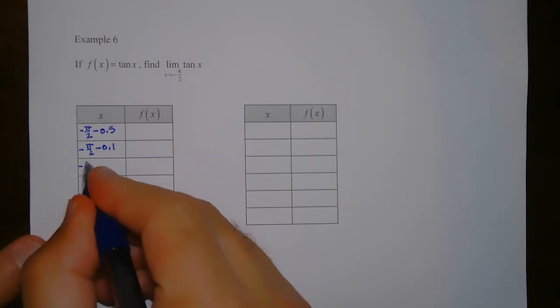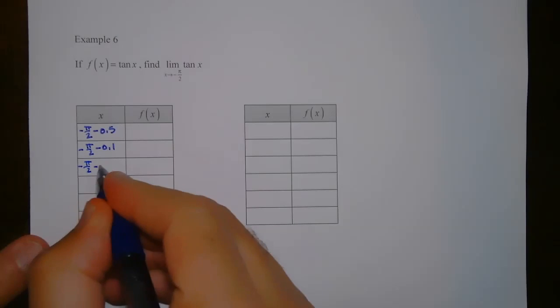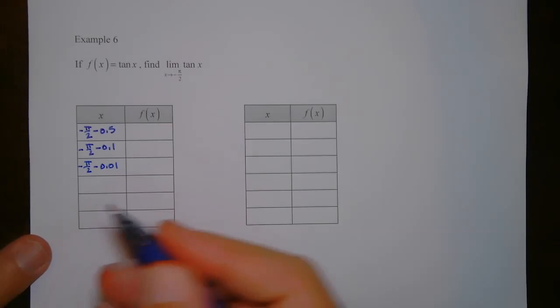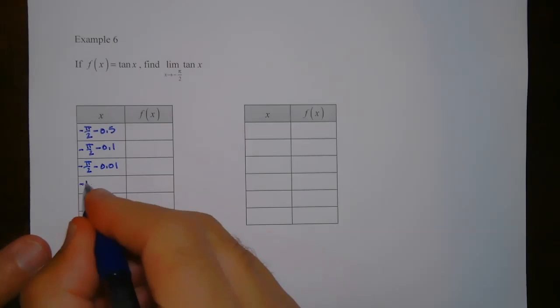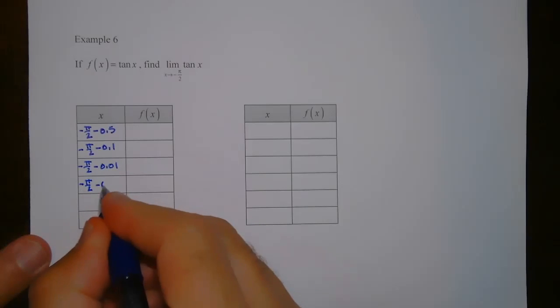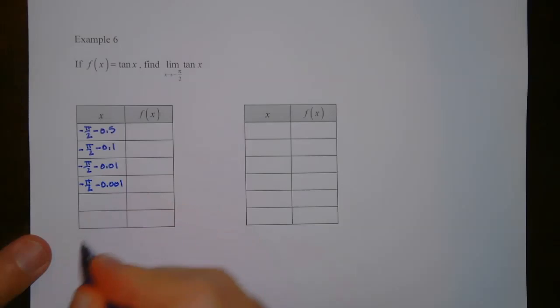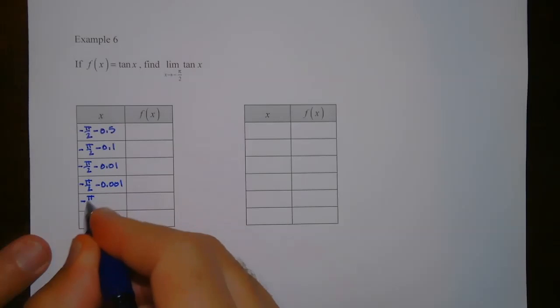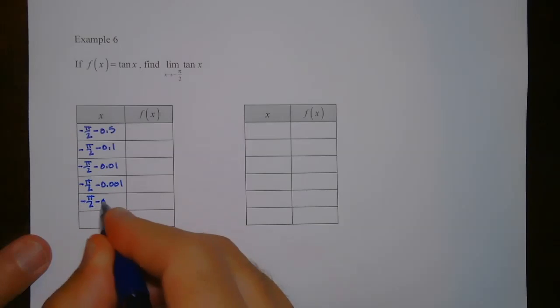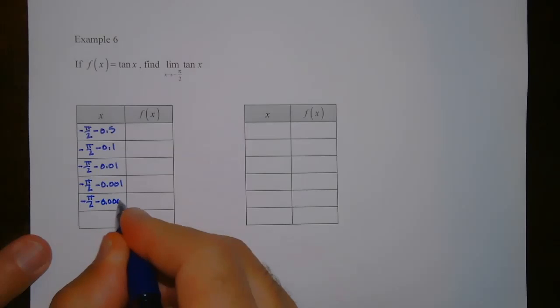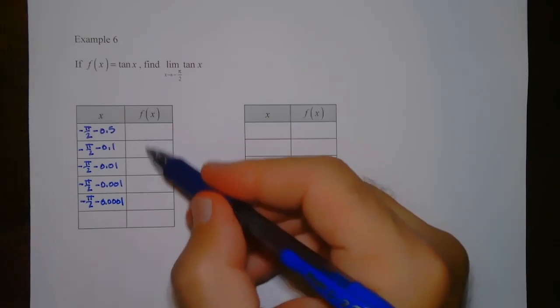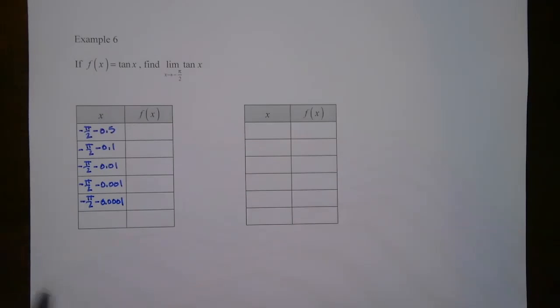So then -pi/2 minus 0.01, still getting closer. And then -pi/2 minus 0.001, and -pi/2 minus 0.0001. And we're going to see what these values are doing, okay?